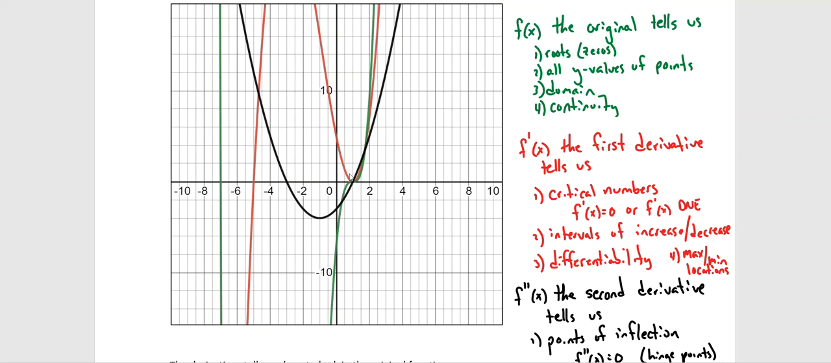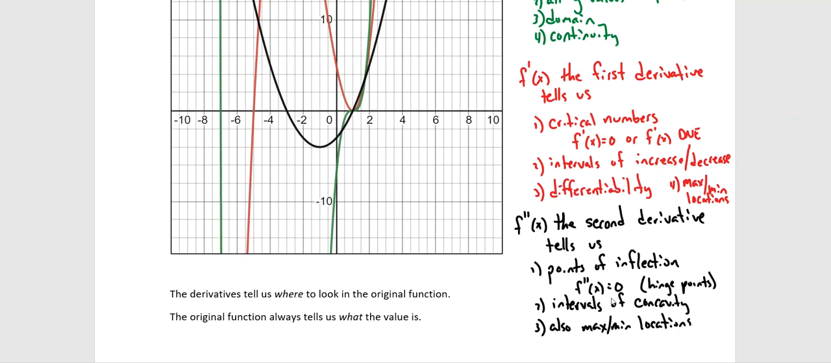And then in black, I have our second derivative graphed. And the second derivative will tell us points of inflection. This is where the second derivative is equal to 0. It's like a hinge point. Think of it like this. Let me grab my marker here real quick. This is concave down, and then the graph turns into concave up. This right here is our point of inflection.